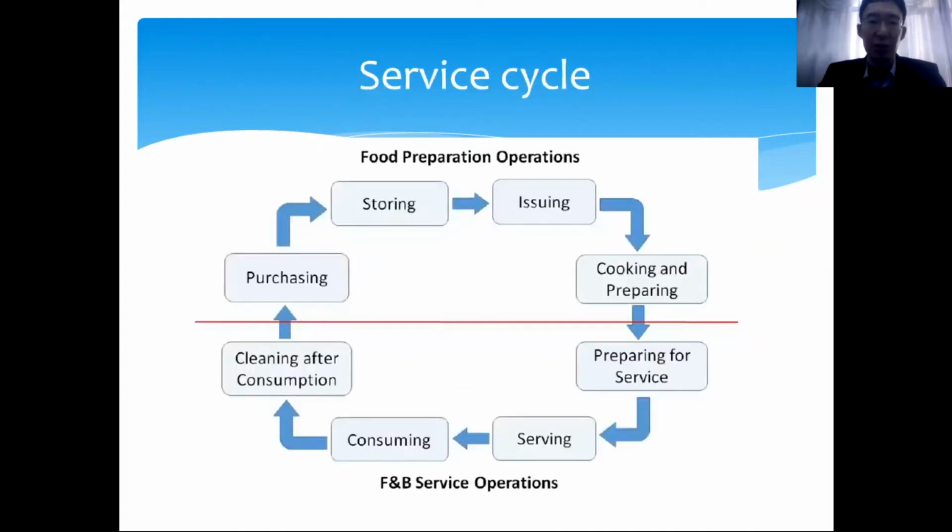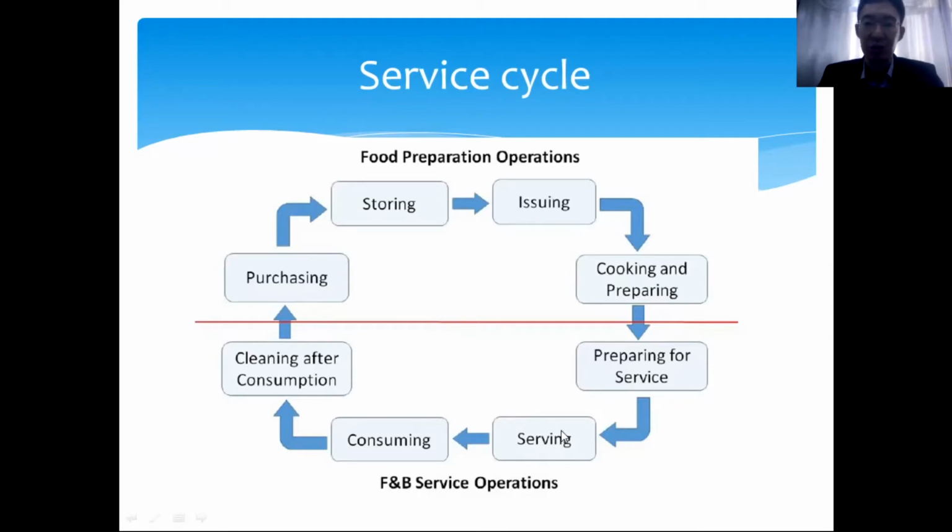So here's an example of a service cycle. Before, we went through the procedures of the hotel, basically the technological algorithm of the hotel. And now I'd like to show you basically the service cycle of a restaurant. So here we have a red line, which divides the backstage and the front stage of the restaurant. This is basically the theory that tells that all the services are like a stage performance, like a theater, the backstage and the front stage.